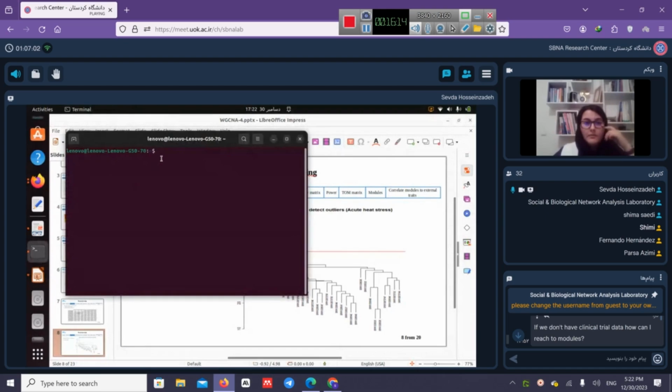I'm using a Linux system, but there isn't any difference between the other systems, and you can use R or RStudio in Linux, Mac, or Windows. I'm running RStudio, and after running it, we can proceed. This is loading.